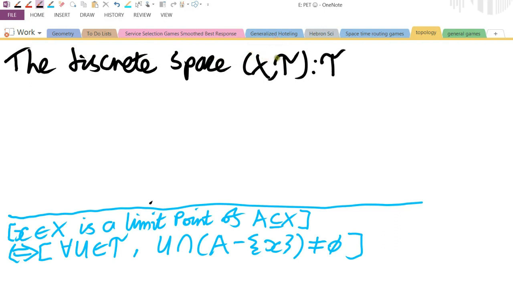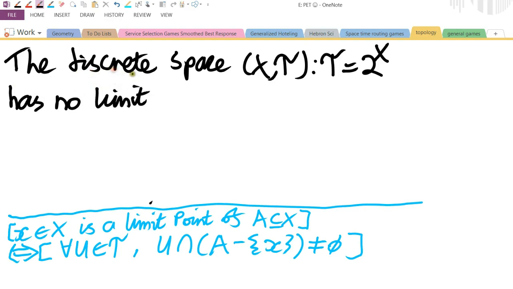Recall that the discrete space is where the topology is just equal to the set of all subsets of X. What are the limit points of a discrete space? Again, maybe you want to pause the video and see if you can answer this question. Well, the truth is that the discrete space has no limit points. So why is that?